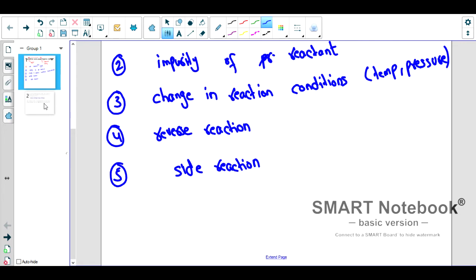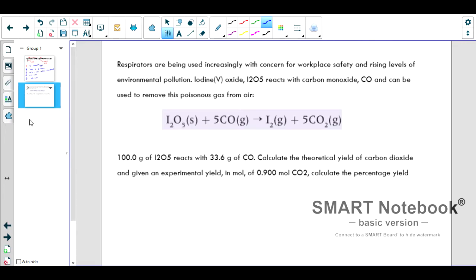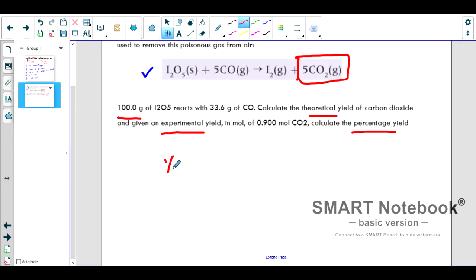Now let us see an example of how we can calculate the yield. We have this example, like respirators are being used. We are given the equation I2O5 plus 5CO gives I2 plus 5CO2, and we are given the quantities. We have 100 gram of I2O5, 33.6 gram of CO, and we want to calculate the theoretical yield of carbon dioxide, if we are interested in this product. Experimental yield is given to us because we are not going to perform an experiment on paper, and what we want to calculate is the percentage yield. How can we calculate the percentage yield?